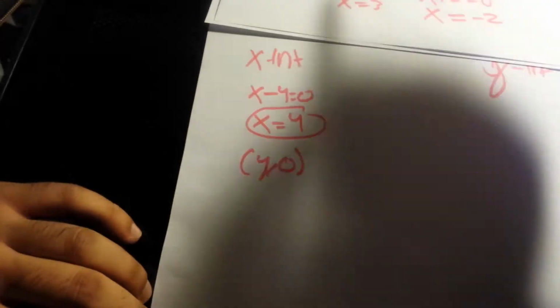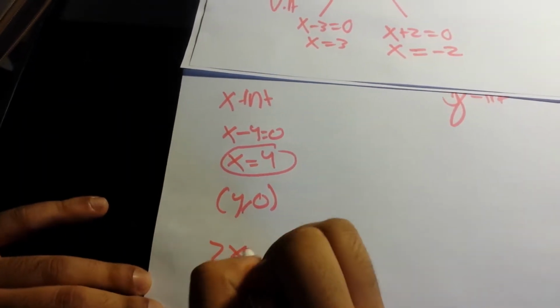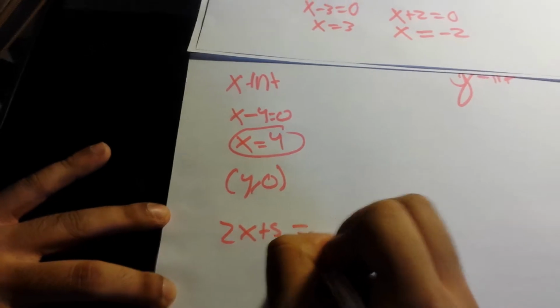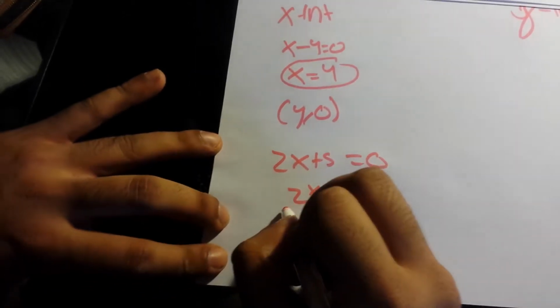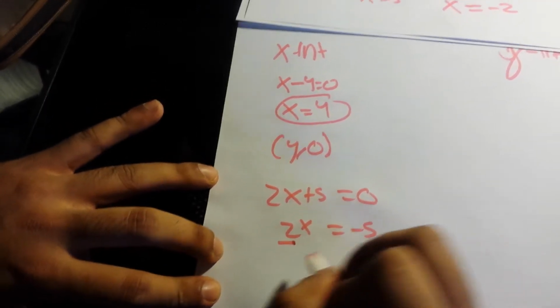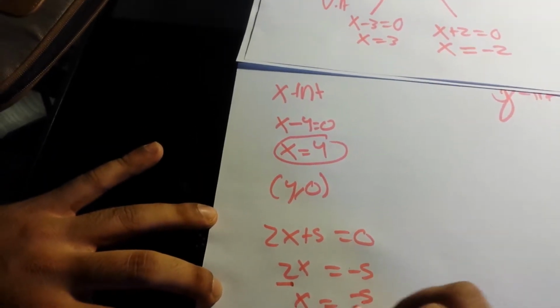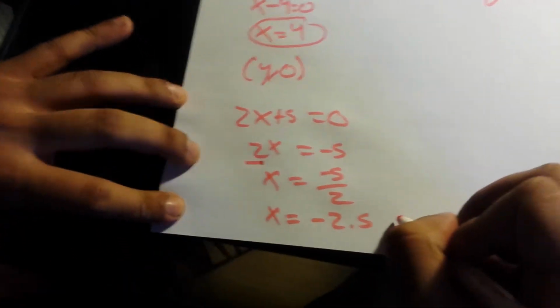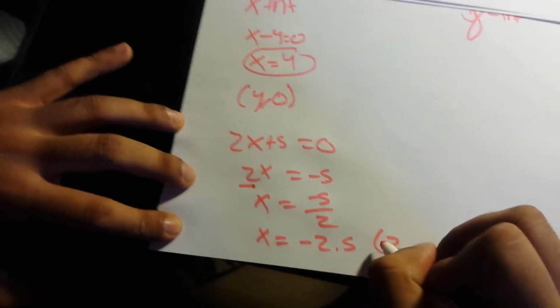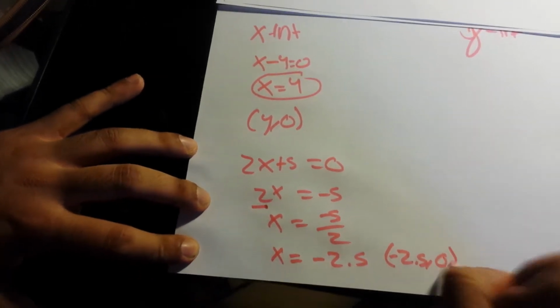Alright, for the next one, it's 2x plus 5. So we'll bring 2x plus 5 over here, make it equal 0. 2x equals minus 5. Now take out this 2 by dividing over here. X equals minus 5 over 2. X equals minus 2.5, which really is minus 2.5 and 0.